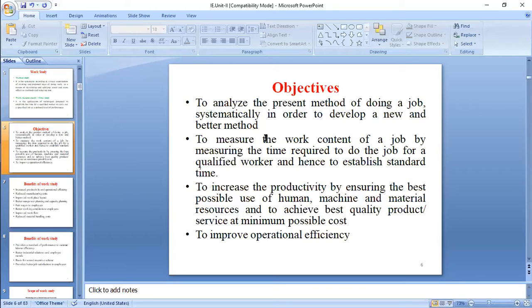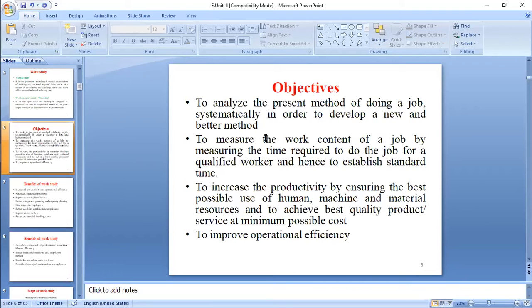Then the third one is what? We need to increase the productivity, and to increase the productivity we need to use the resources in an efficient way, or you can say in the best way. The resources may be your human resources, machine resources, or material resources, in order to achieve the best quality of the product or best service at minimum possible cost.